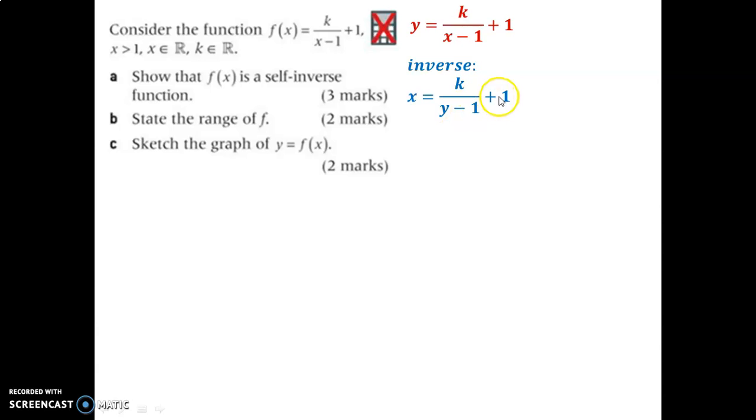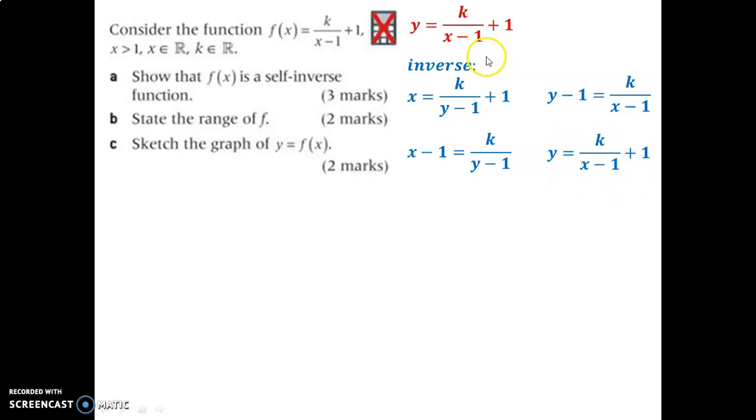Okay, now we're going to subtract 1 over here, so we get x minus 1. Then, whenever we have a fraction like this, we can multiply by y minus 1 and divide by x minus 1. So basically we can switch the positions of these two things like this. So y minus 1, x minus 1. And now we're almost done resolving it for y. Now we can just add 1 on that side, and we've solved it for y again.